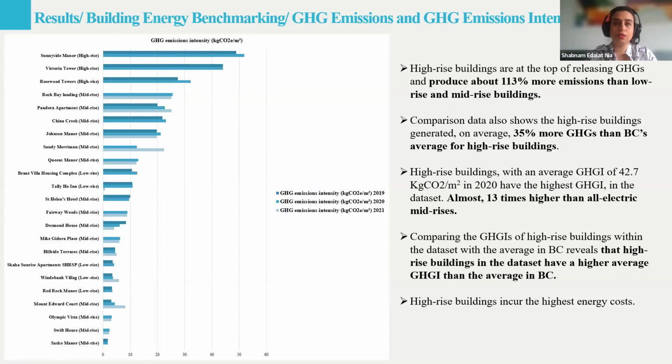So the calculating and analyzing of these energy performance indicators shows that the high-rise buildings in the data set have higher energy consumption and greenhouse gas emissions compared to the other types of buildings in the data set, and also compared to the average in British Columbia.